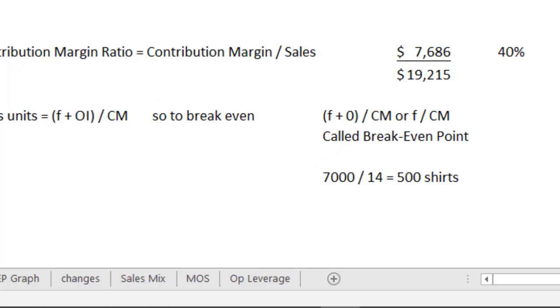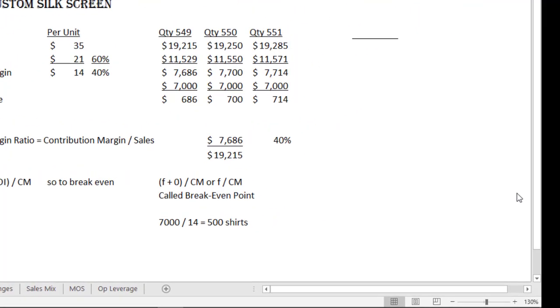So using the numbers that we have available to us, the fixed costs are $7,000, $14 is the contribution margin, and 500 shirts would be the result. So if Margie sells 500 shirts, she'll cover all her costs. And again, that shows her what kind of level of sales she needs to get to sustain her business.